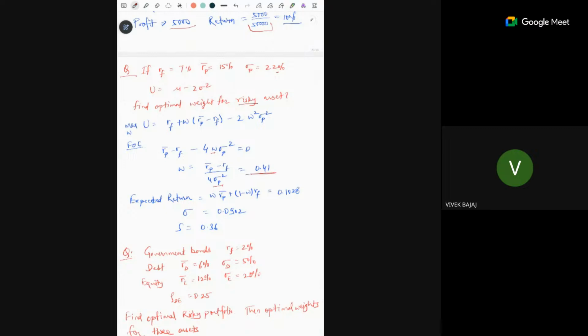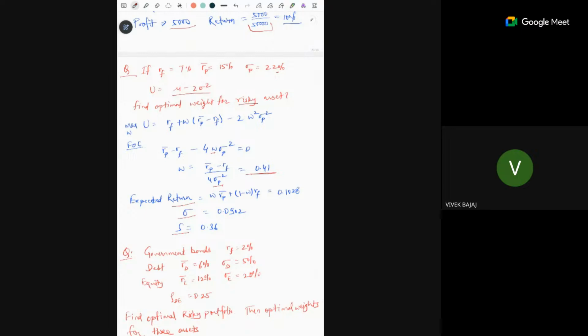That means 41% of your wealth should be invested in the risky asset, and 59% should go to the risk-free asset, if this is the condition given, this is the preference, this is the utility function which is given for the individual. And if you have these numbers, then you can calculate the expected return, sigma, as well as the Sharpe ratio. And I would recommend you do these calculations on your own, and please let me know if there are any mistakes made by me.